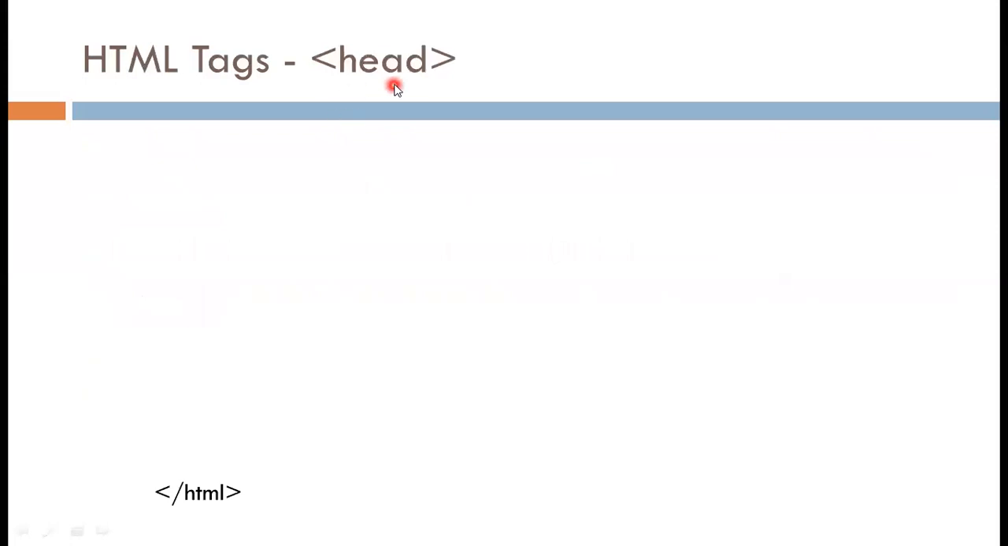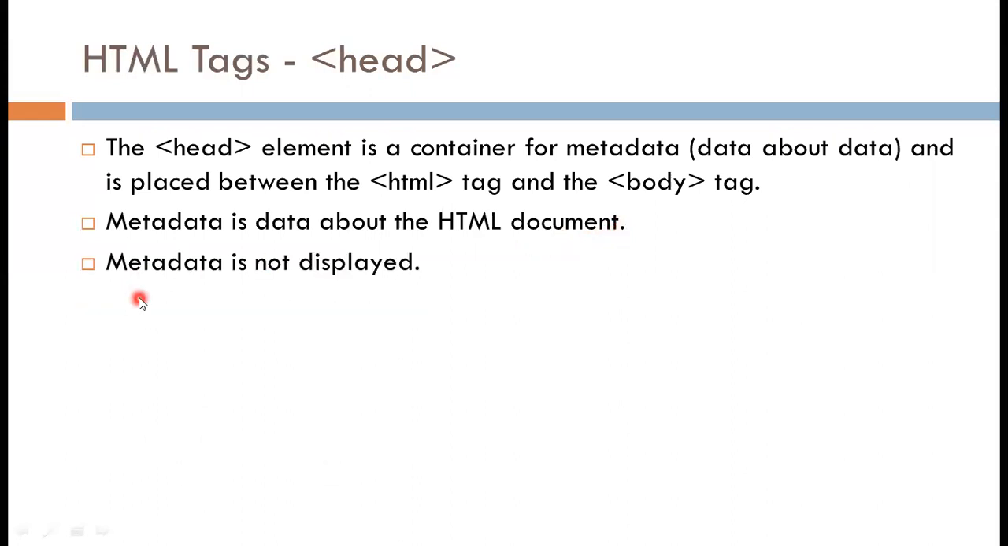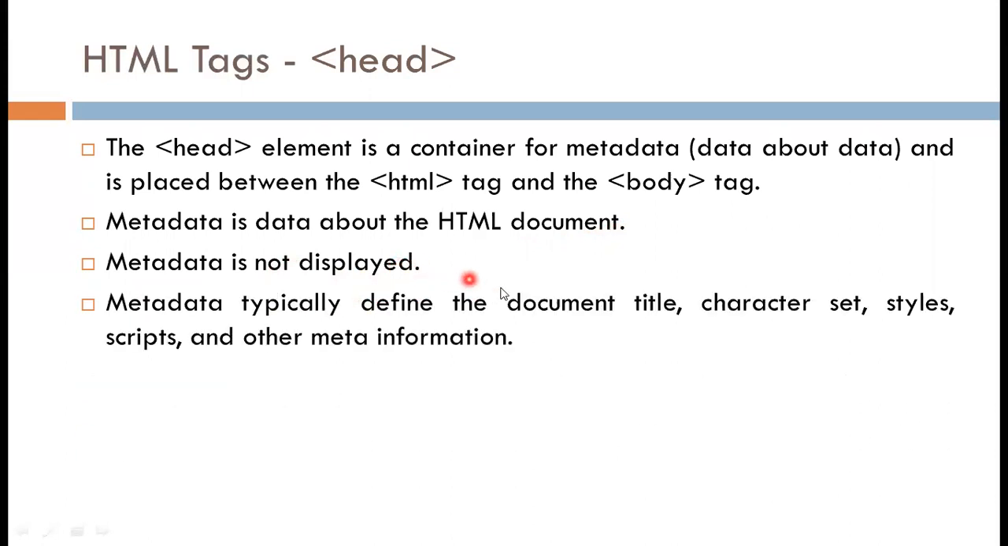Next, head tag. The head element is a container for metadata. Metadata means data about data and it is placed between the root tag, means html tag, and the body tag. Metadata is data about the HTML document and metadata is not displayed in our web page. It contains information like document title, character set, style, script and other meta information.